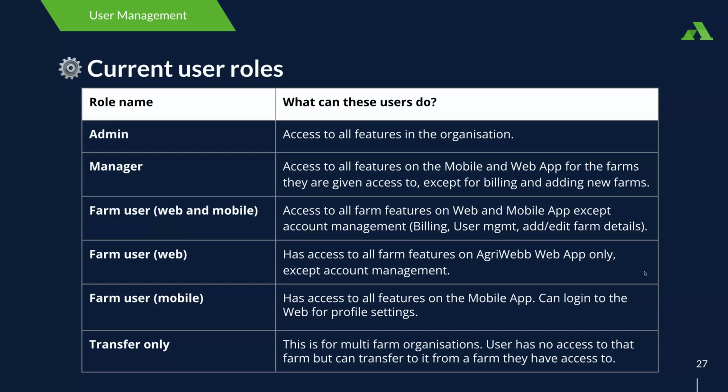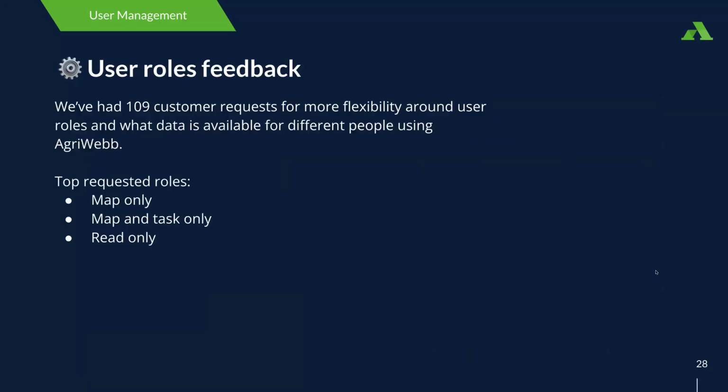The key ones we have at the moment are obviously administrator, generally for the owner of the account, then manager for farm managers that essentially are going to have access to everything besides the billing and for adding new farms, then some different users depending on how people are going to be using the product. So a farm user that gives you access to web and mobile, then specific access for the web or the mobile, and then transfer only that just has access to transfer.